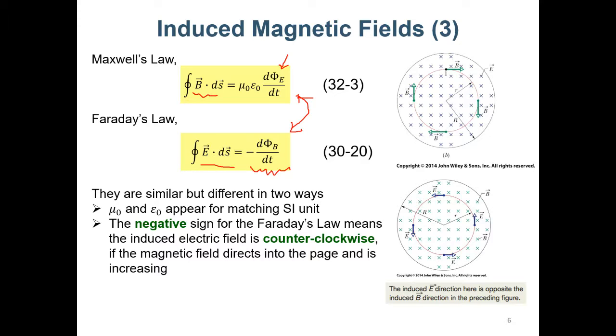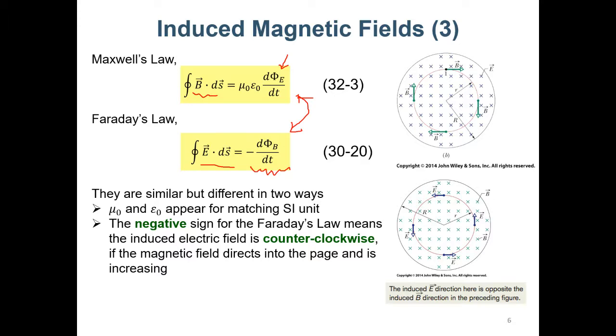which means that change of magnetic field can generate E field, and change of E field can generate B field, and change of B field can generate E field, and loop together forever. So they are similar, but they are different in two ways.